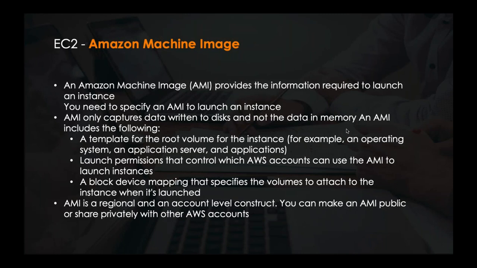So AMI provides the information required to launch an instance. It will have all the basic information for booting up a system. You need to specify an AMI to launch an instance, so the first step to launch an EC2 machine is to select an AMI. Now, when you take your own custom AMI, it only captures the data which is written onto the disk, not the data which is in RAM or ephemeral storage. It will only take the data which is written onto the disk.